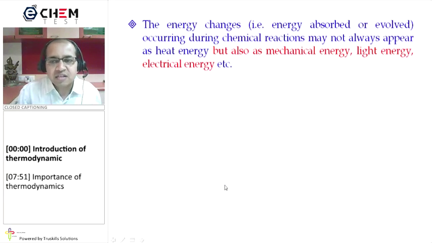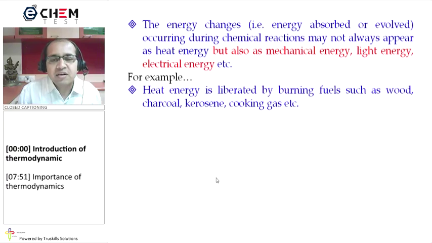The energy change that is absorbed or evolved during chemical reactions may not always appear as heat energy, but it may also appear as mechanical energy, light energy, electrical energy, etc. In short, each and every chemical reaction is associated with energy changes. These energy changes may appear either in the form of heat, in the form of light, in the form of electrical work, etc.